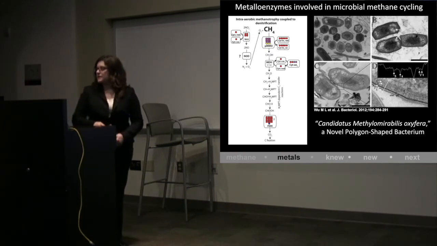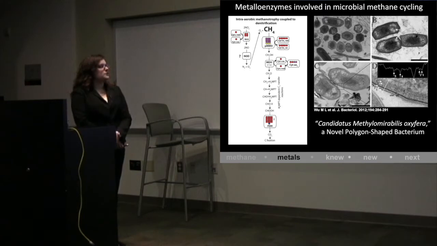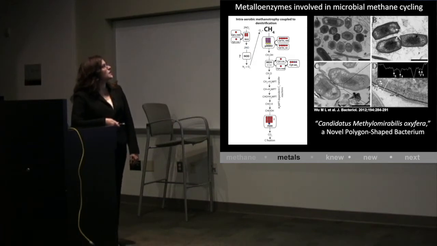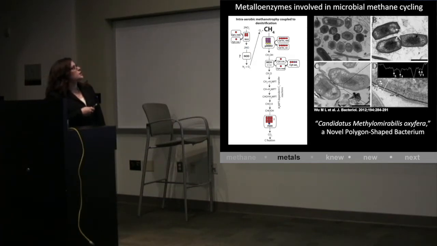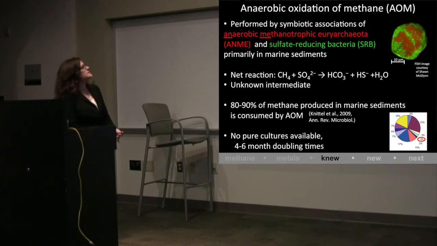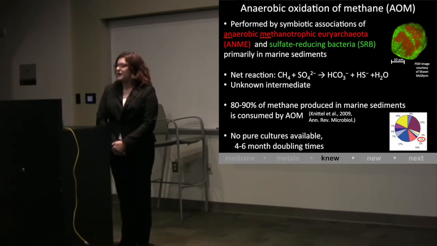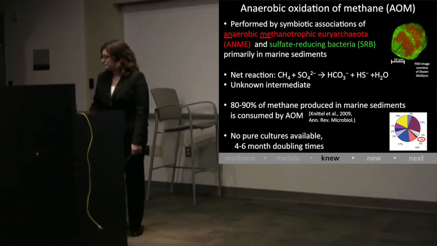I also just wanted to highlight that there is another microbe that was recently discovered called Methylomirabilis oxyfera, which combines denitrification with aerobic methanotrophy. So it's actually taking nitric oxide and dismutating it, producing intracellular oxygen, which is then used for aerobic methanotrophy. And these cells have a very interesting polygonal shape, and it's not quite understood exactly why.